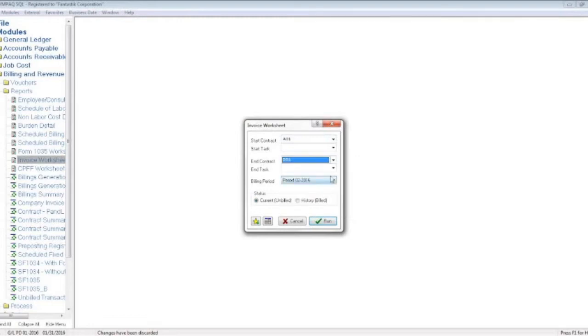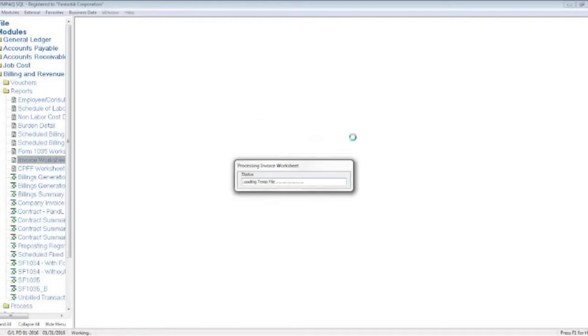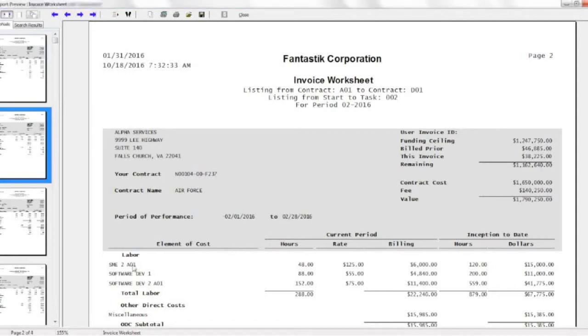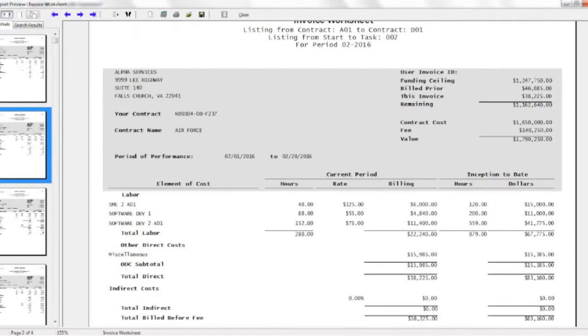Run it for a few projects, and this is the invoice worksheet. So what the invoice worksheet is going to do is give me a snapshot of, for a particular contract, for a particular period of performance, my labor costs in this case, and any ODCs. So this is a progress bill.